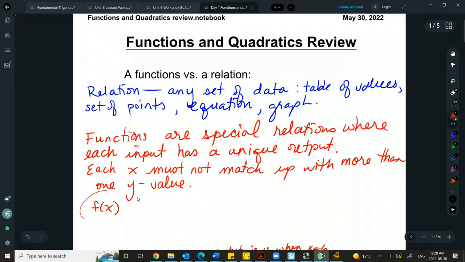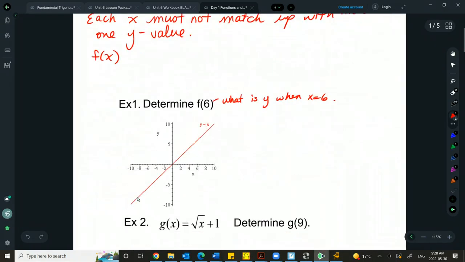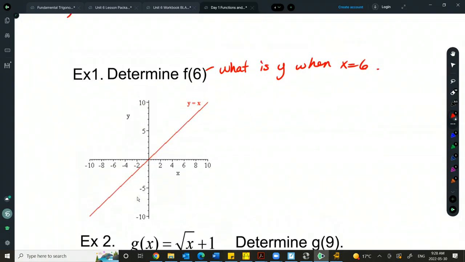And we use f at x for function notation. So on a graph, if I'm asked to determine something like f at 6, we're asking the question, what is y when x is 6? So if I look along the x-axis here, and I find where y is 6, that looks to me, maybe I'm off a little bit here, maybe it is 5 or 6.